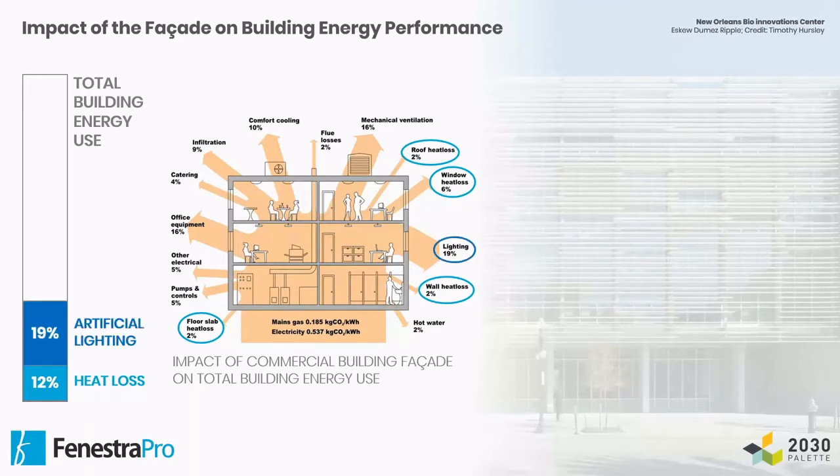Lighting, or in fact, the lack of natural daylighting, I suppose, accounts for 19%. And then more active systems, such as cooling and mechanical ventilation, account for about 26%. So typically, the facade to this building accounts for or influences about 57%, or well more than half of the building's energy use.